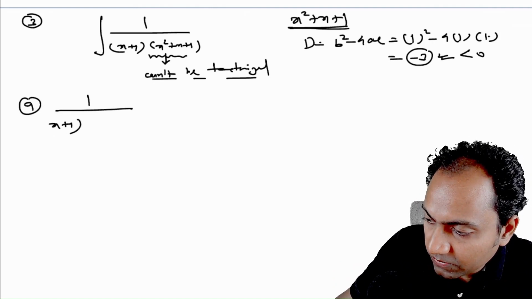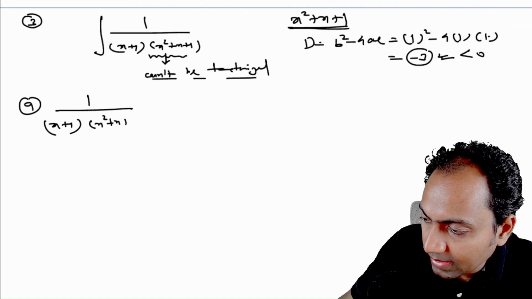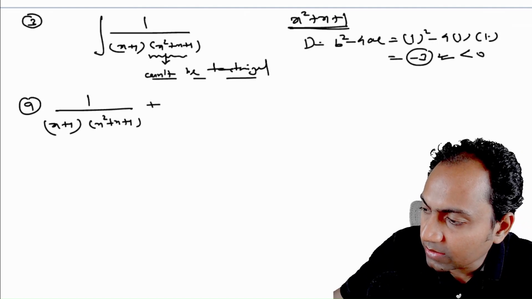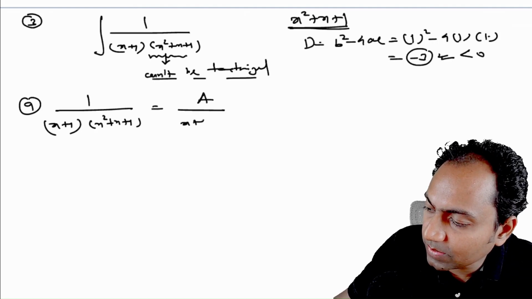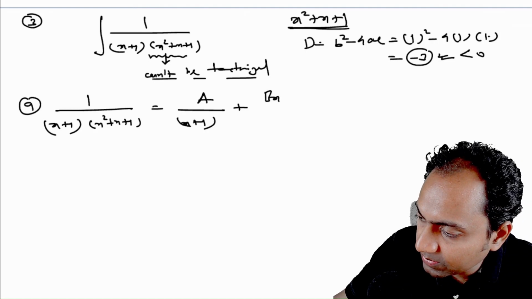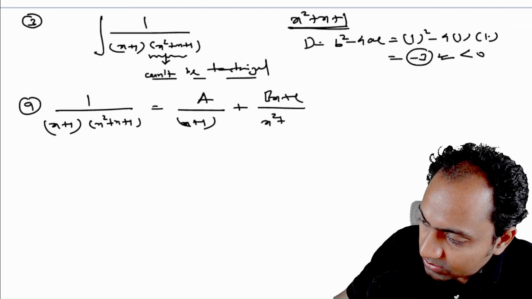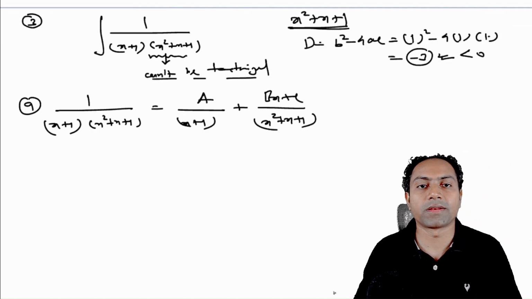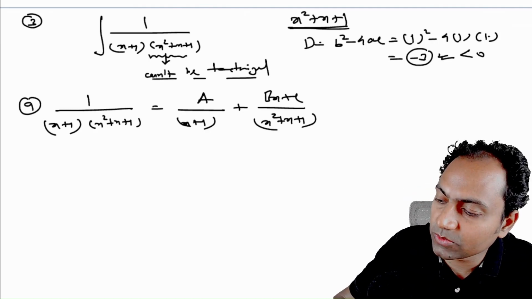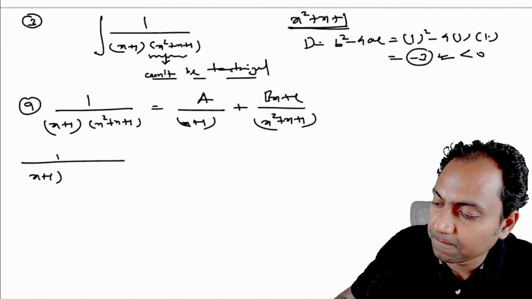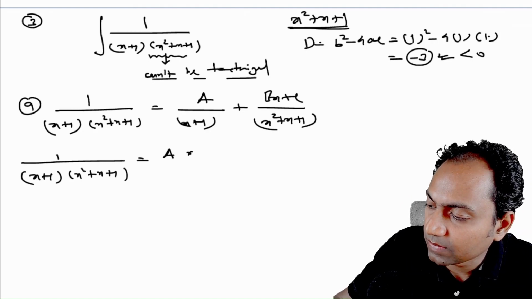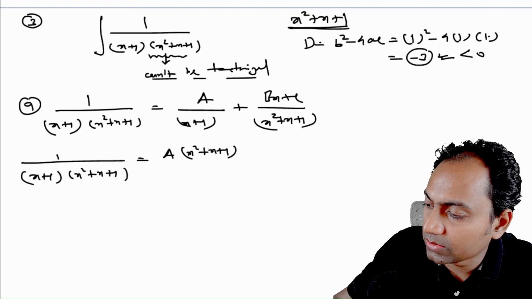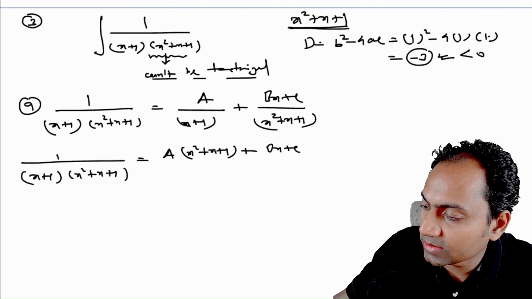So now, what we will have to do here is write the first part the same, but in the second part we'll write it as bx plus c by x square plus x plus 1. Like this we'll write. And once it is written like this, again the next process remains the same. We'll take the LCM. And after taking the LCM, let us compare the numerators, like we did earlier.